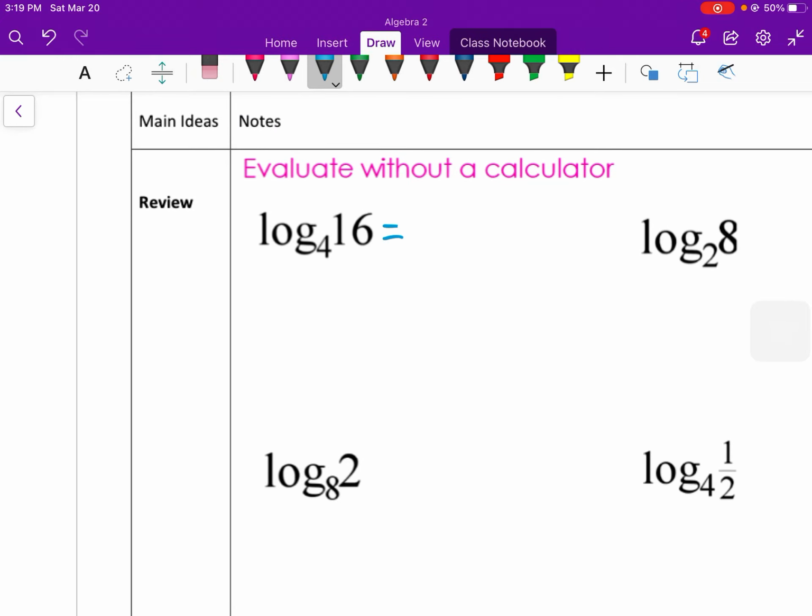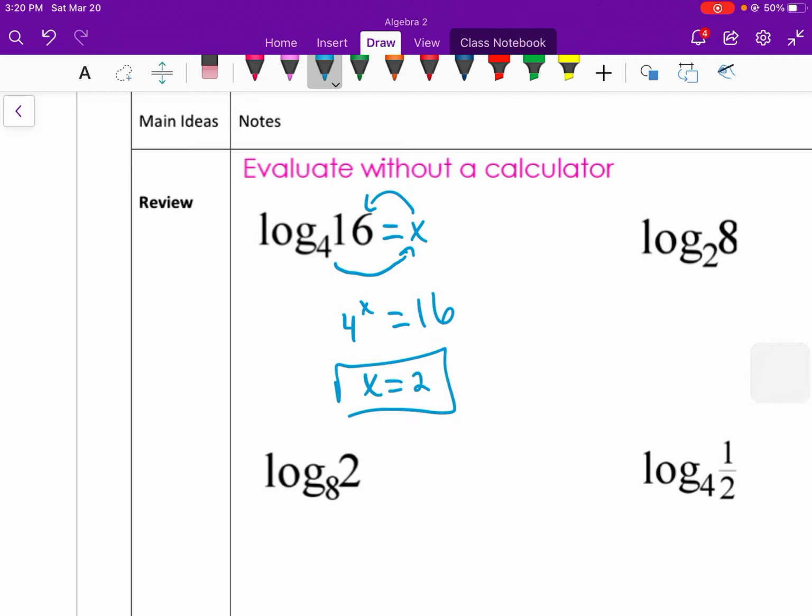Log base 4 of 16 equals x. The way we do it is we go this way, and that becomes 4 to the x equals 16. And then what we're solving for is x. So this one is kind of mental math. 4 to what power is 16? That would be then where x is equal to 2. So that's what we're looking at here.